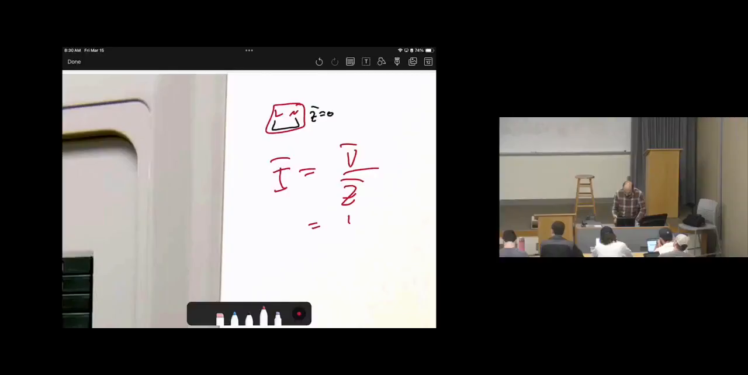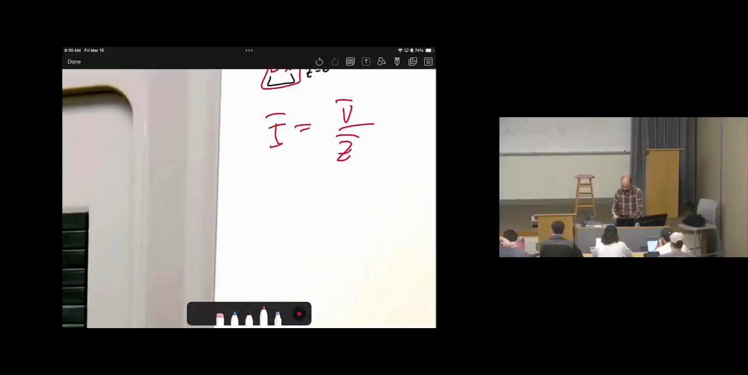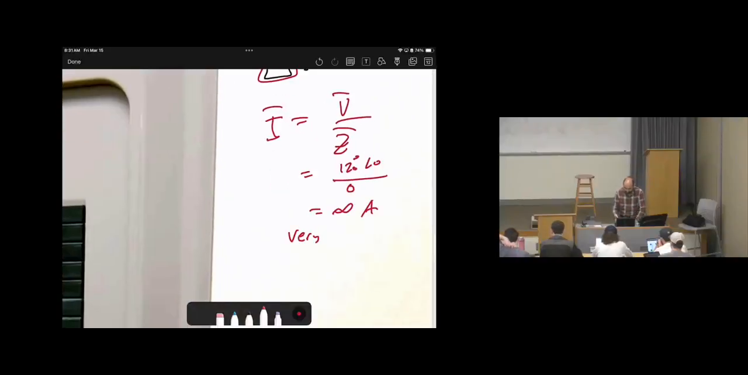So let's substitute this here. We have the voltage as 120 volts, and the impedance is 0. Okay. Any number over 0 is what? Infinity. And in electrical engineering, we do not mean infinity as in math. We define infinity as very large currents. Okay? Very large currents. That's how we define the infinity.